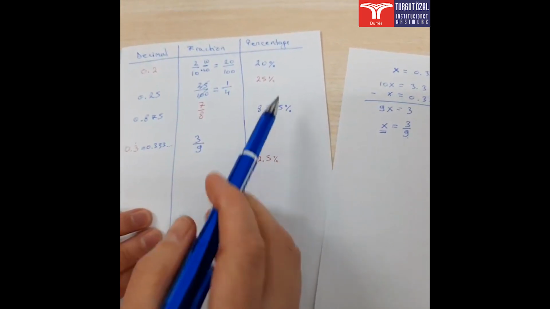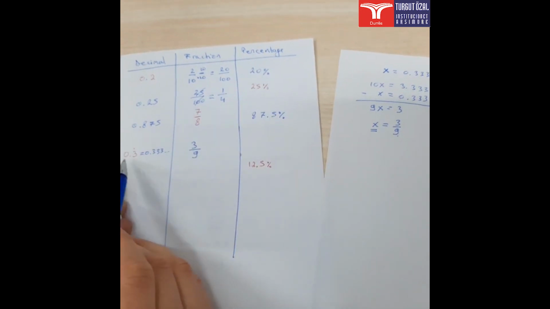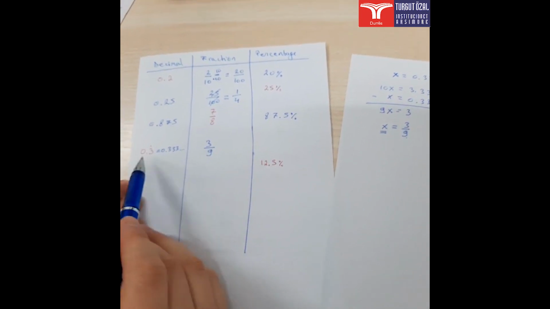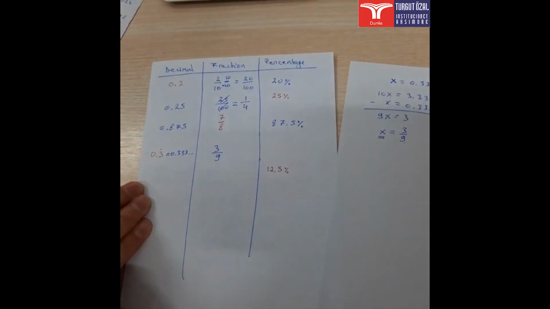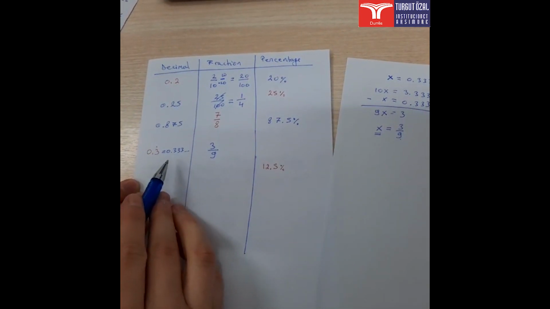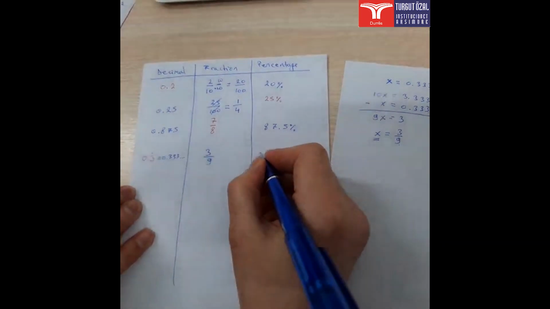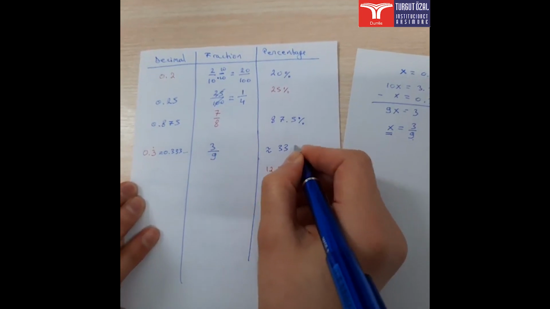To convert this one into a percentage, again it is easier to multiply the decimal number with 100. So if we multiply it with 100, we'll get an approximate value of 33%.